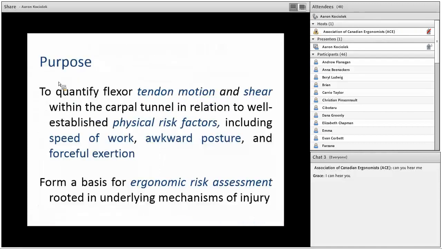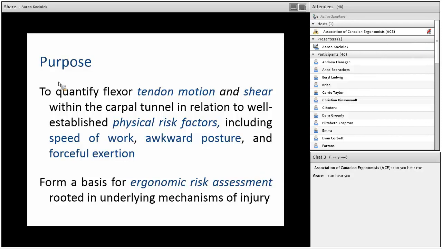So that brings me to the purpose of my doctoral work, which was really to quantify tendon motion and tendon shear, since I thought these related quite importantly to the injury process of carpal tunnel syndrome, and to look at how they would be influenced by our well-established physical risk factors that show up in ergonomic risk assessment methods. For example, awkward postures, which play an important part in RULA, forceful exertions, which are extremely important in the strain index, and speed of work, which obviously factors into all of them, but is on a relatively even footing in the TLV for HAL with forceful exertions.